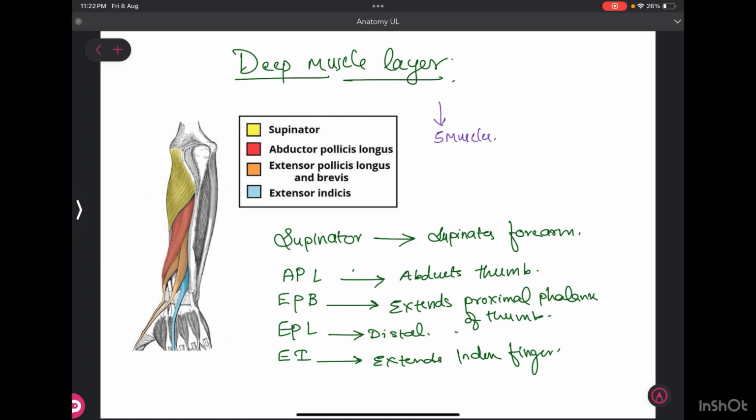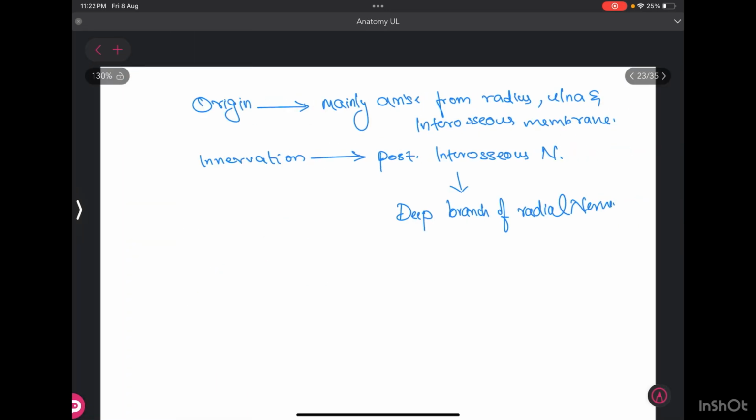Then we have the extensor pollicis brevis and longus. Of course it extends the phalanges: the brevis extends the proximal phalanx and the longus the distal phalanx. That is the only difference between the extensor pollicis longus and brevis, the distal and the proximal phalanx respectively. And what about the extensor indicis? It extends the index finger. So it is as simple as that.